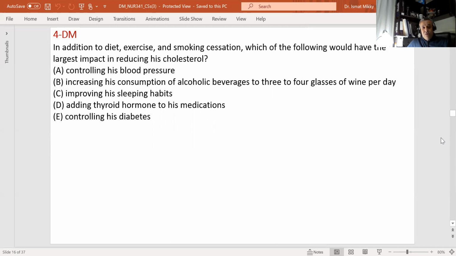Now, the answer to this question is E, controlling his diabetes. Although both hypothyroidism and diabetes are well-known causes of secondary hyperlipidemia, hypothyroidism and diabetes both lead to secondary hyperlipidemia.